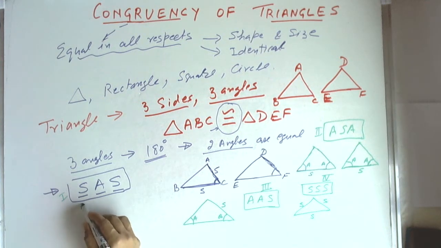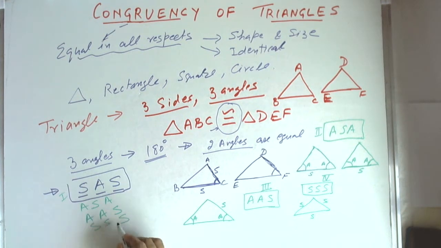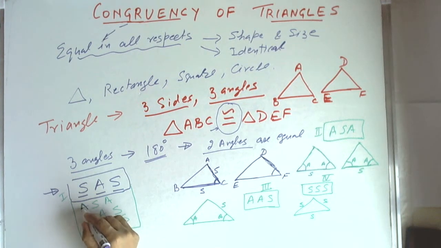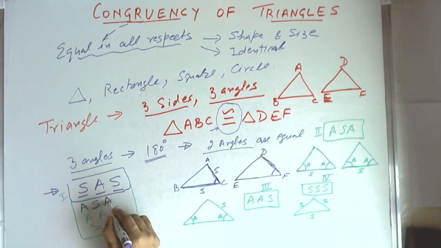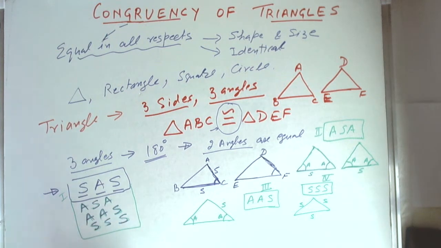SAS, ASA, AAS, and SSS. So these are the four rules for a triangle to be congruent.